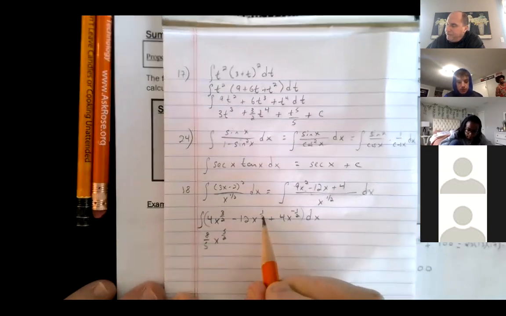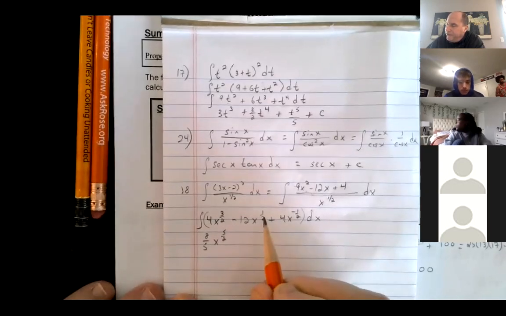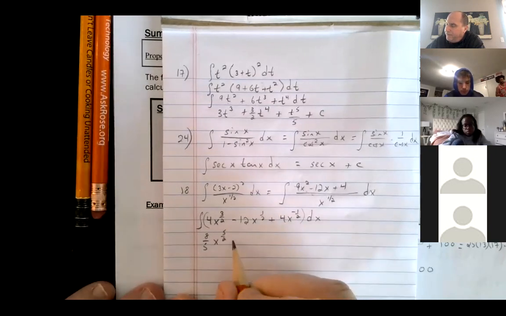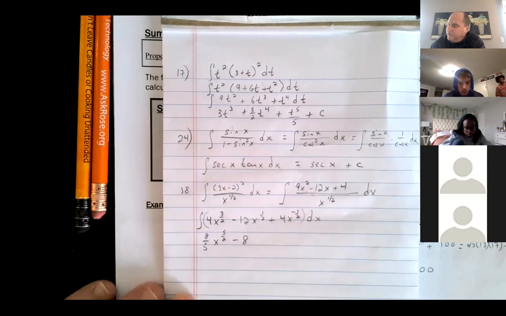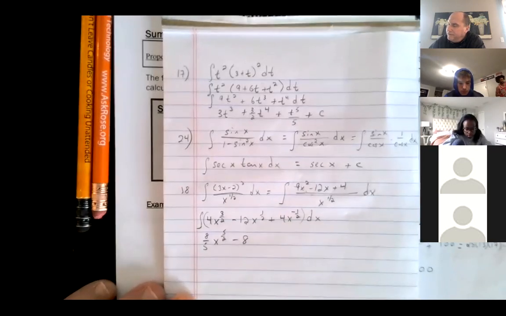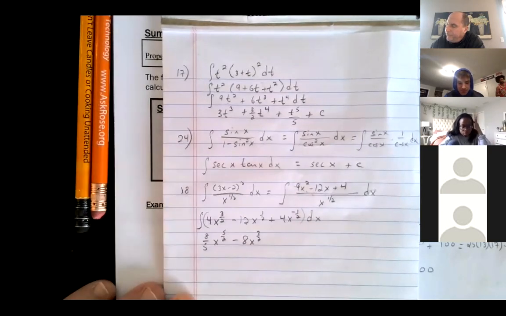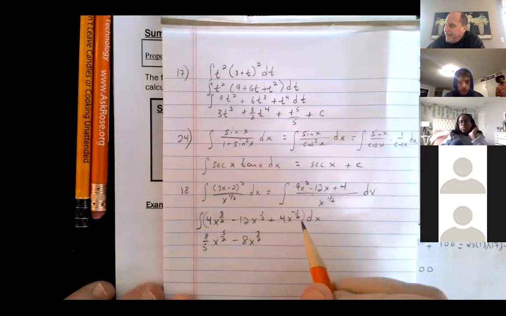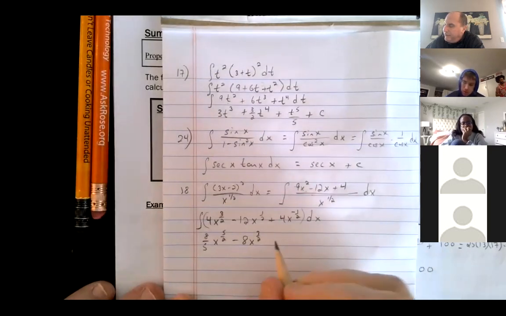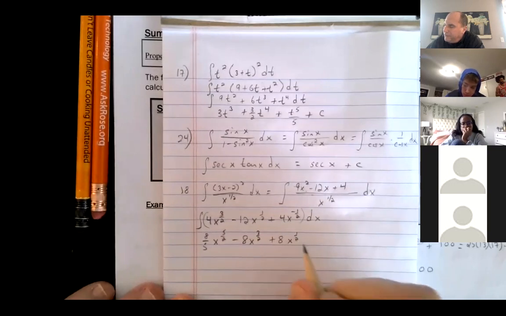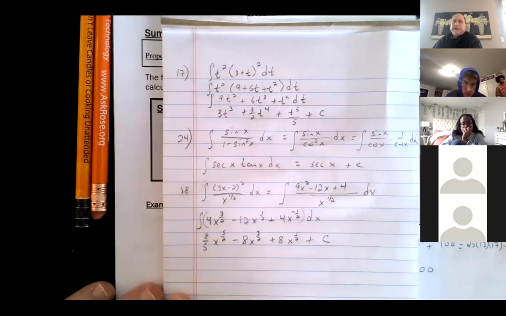Add 1 to 1/2 is 3/2. So it'll be times 2/3. 2/3 of negative 12 is negative 8. And then once again, if I add 1/2, it's positive 1/2. It's multiplying by 2. It'll be 8x to the 1/2 plus a constant.